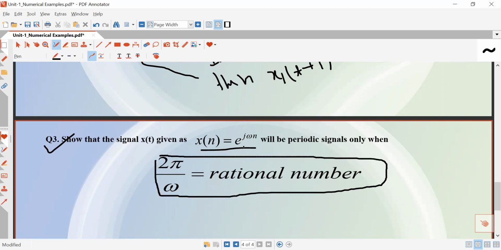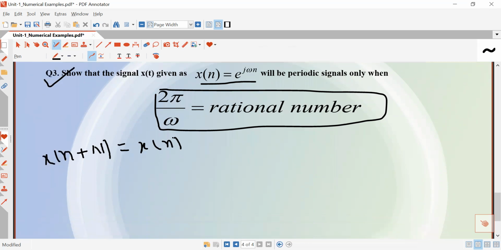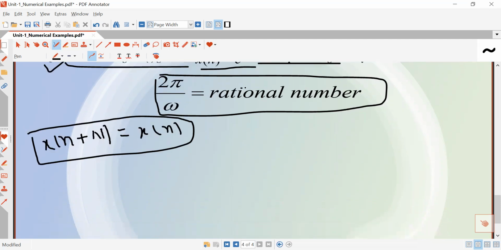This is a discrete signal, and according to the property of discrete periodic signals, any discrete signal is periodic with fundamental interval N when x[n plus N] equals x[n]. Here n and capital N are both integers. You must remember this. So we will use the same concept to prove this statement. Now if x[n] equals e to the power j omega n, then what will be the value of x[n plus N]?